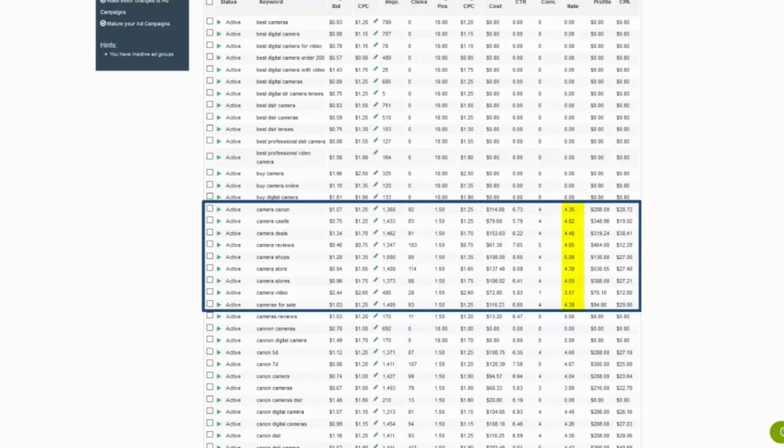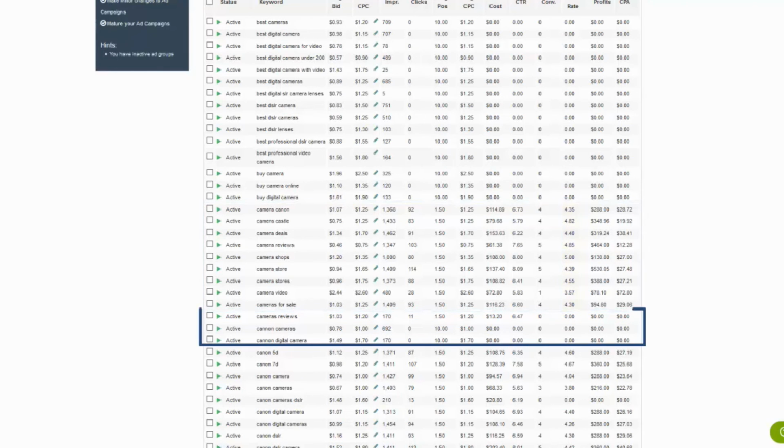If we look at the conversion rate column, we see those are all between 4 and 5%. Those are good conversion rates. So we are performing pretty well on those keywords. We have a few more keywords that didn't do very well: cameras reviews, Canon cameras, Canon digital camera. Those didn't do very well. Let's get rid of those.